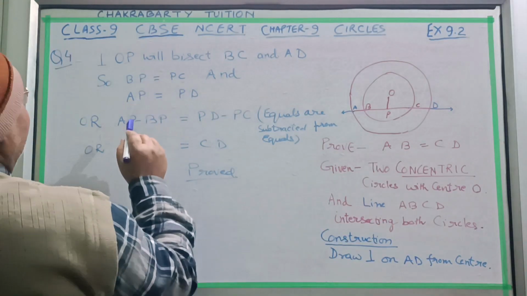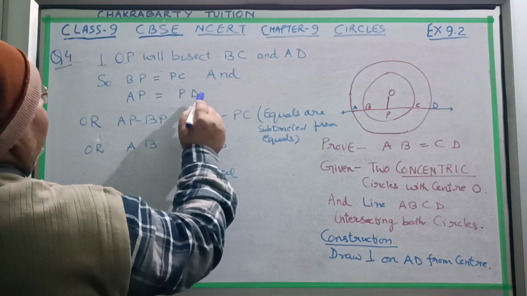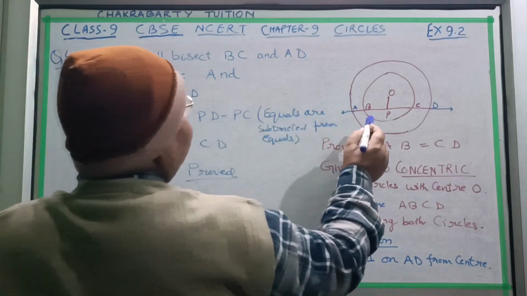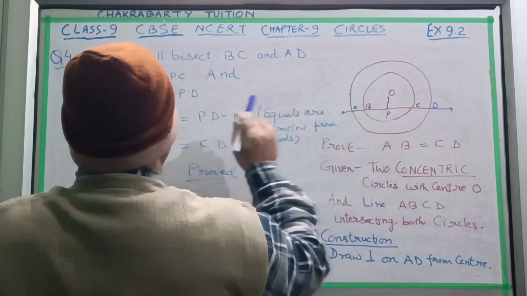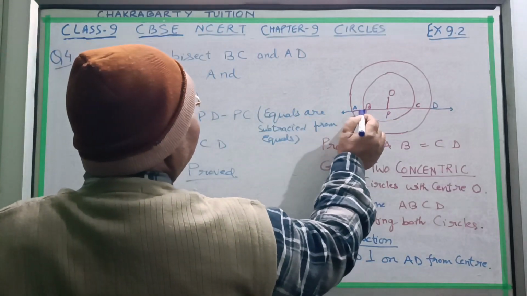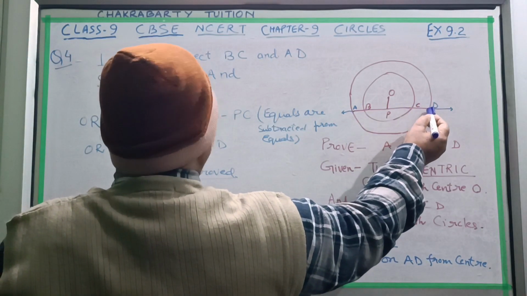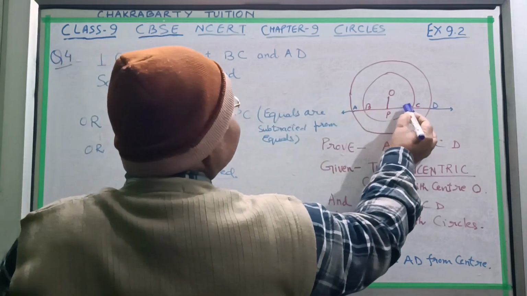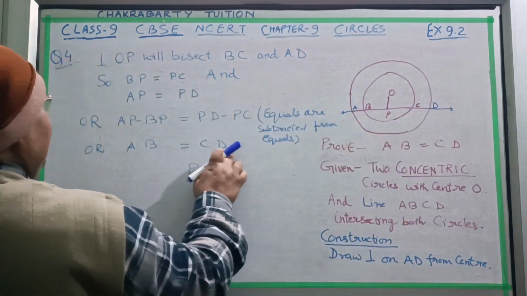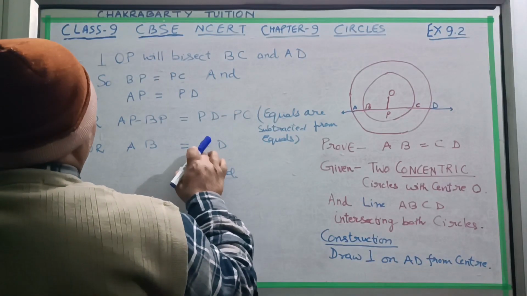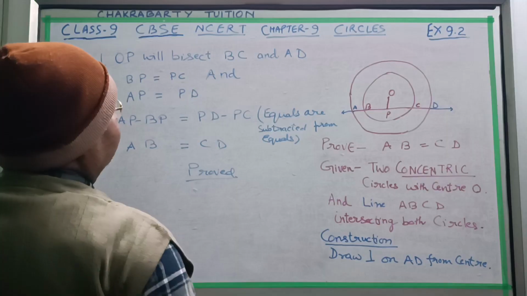So from AP, if you subtract BP, and from PD you subtract PC, what will remain? AB will remain on one side, and CD will remain on the other side. So these will also be equal, because one postulate is there.